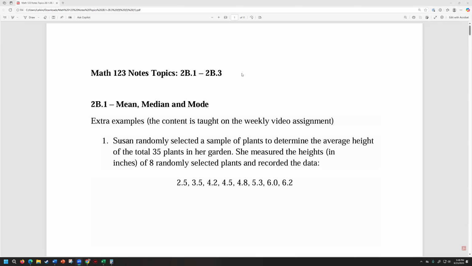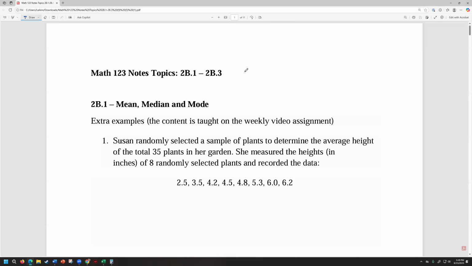So we're looking at 2B.1, which is a pretty short section, mainly because a good bit of it is covered in the pre-video that you should already be watching. Remember the WWW assignments each week for the Thursday class we would have had. So we're just going to do a little bit of recapping on 2B.1, mainly because it is just covering these three situations that we want to talk about in statistics. If you have a set of data, you want to know if you can find the mean, which is another word for average, the median, which is the middle value of your set of data, and the mode, which is the number that occurs the most.